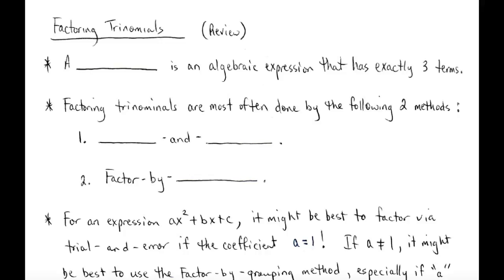So we're going to begin with some vocabulary, just to make sure that you're familiar with some of the nomenclature that goes along with factoring trinomials. The first thing that we want to talk about is an expression that has exactly three terms. An expression that has exactly three terms is called a trinomial, okay? Hence the title of this particular video. Factoring trinomials is most often done by the following two methods: trial and error, as well as factor by grouping.